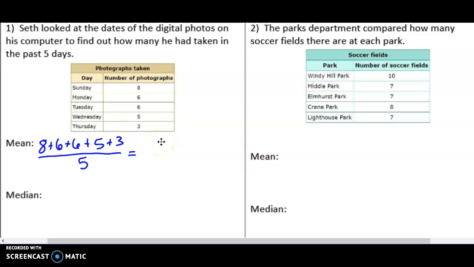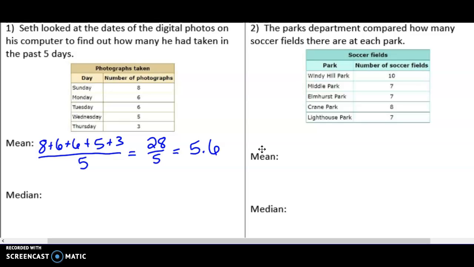So go ahead and pause it, calculate that. So you get 28, and then we need to divide that by 5, which ends up being 5.6. So if you get a decimal, just round it to the nearest tenth. So the average number of photographs he took was 5.6 that week.